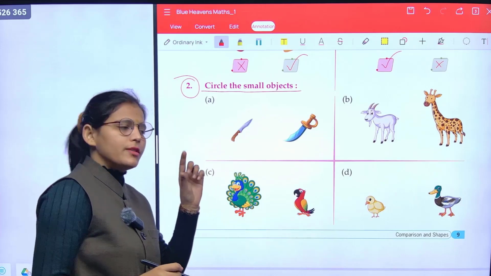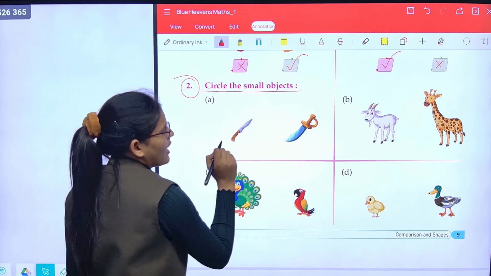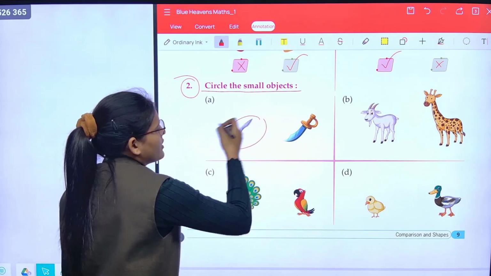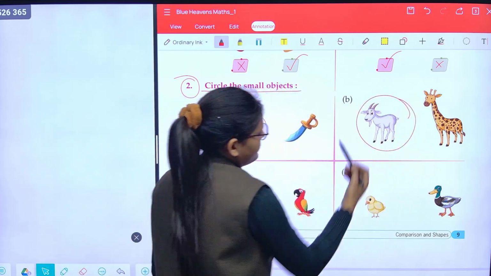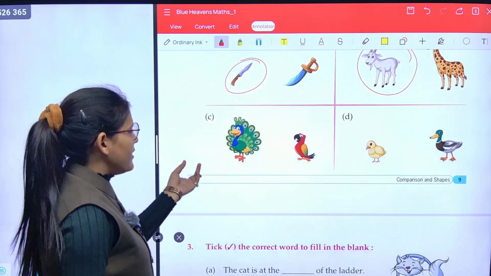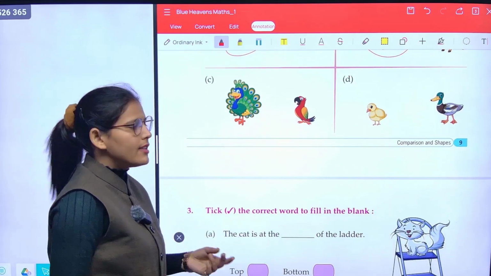Small means छोटे object. So this is larger and this is smaller. So it's a small object. Now this is smaller. Understand class? Rest of the parts do yourself class.